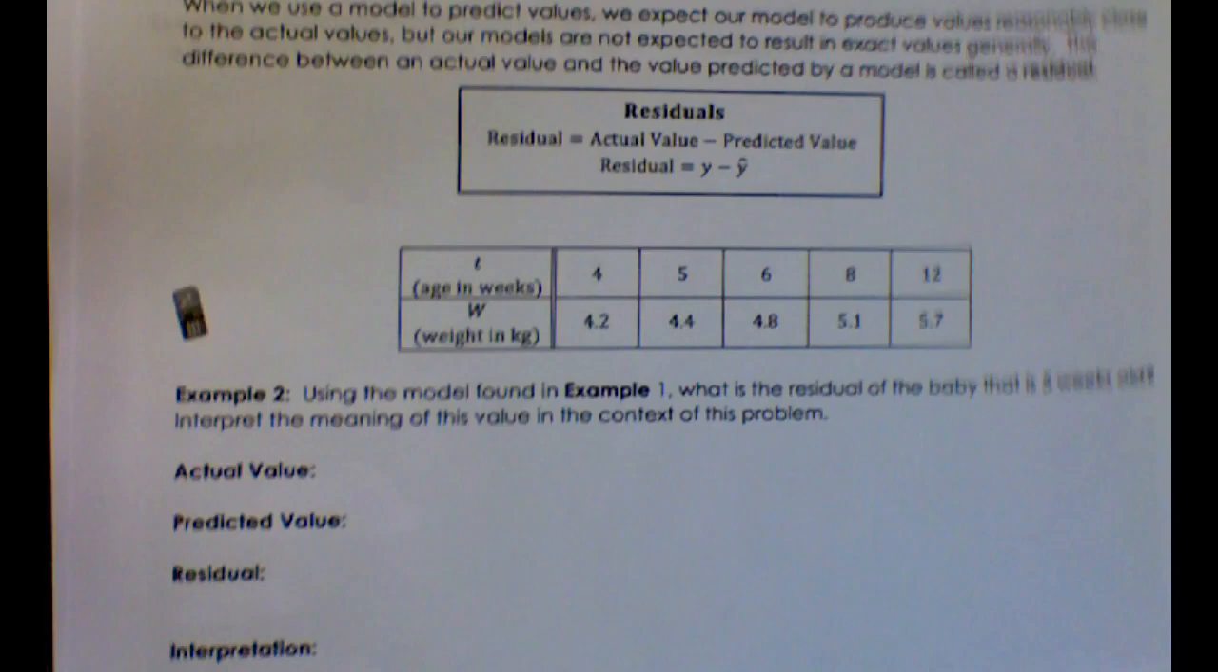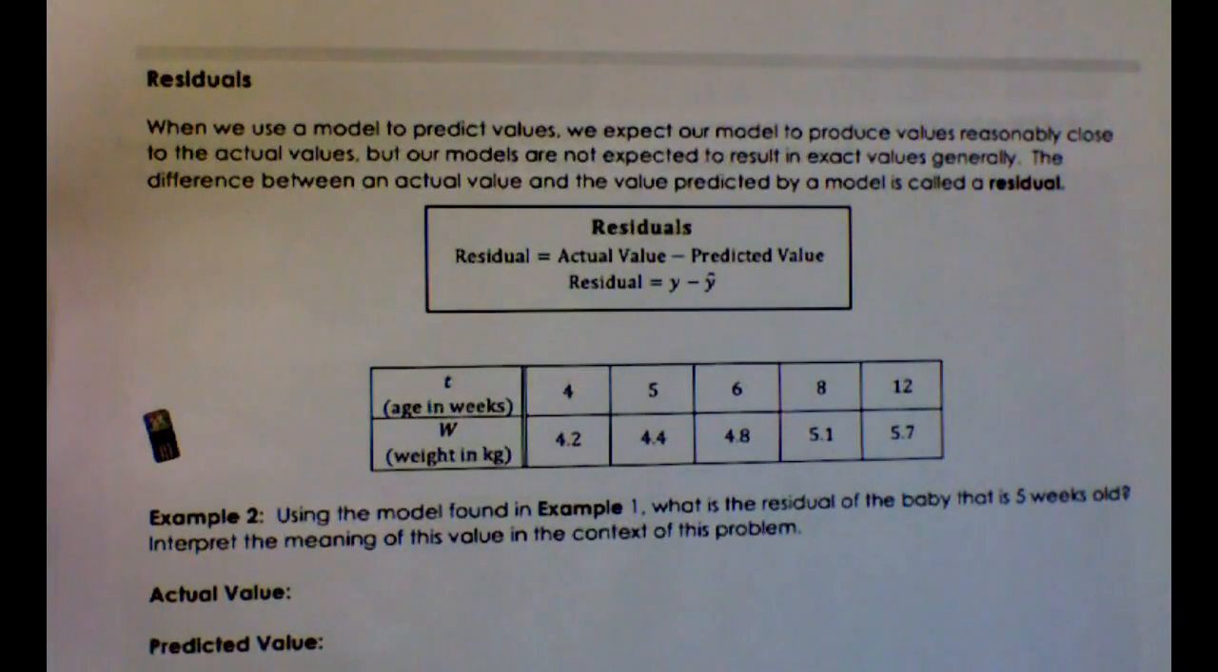All right, so then we're going to talk about something called residuals. When we use a model to predict values, we expect our model to produce values that are reasonably close to the actual values. But our models are not expected to result in exact values generally. The difference between an actual value and the value predicted by a model is called a residual. So a residual is the actual value minus the predicted value.